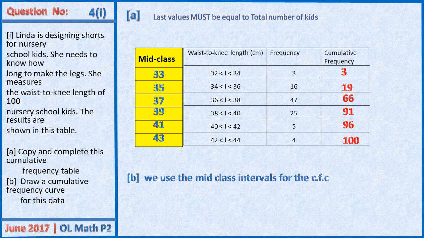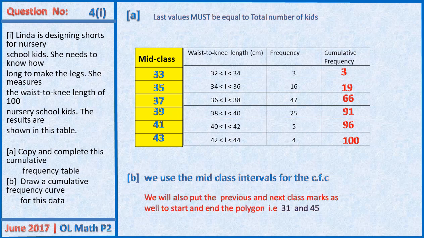Then I can now use these mid values and the cumulative frequency to draw a cumulative frequency curve, also called an ogive. Note that for this curve, we will equally put the previous and next class marks. For the first class, you have 33 to 35, increasing by 2. So before 33, you should normally have 31, and after 43, you should normally have 45. We need to include these two values when drawing, and their frequencies should normally be 0 and should touch the axis. So that is my curve.